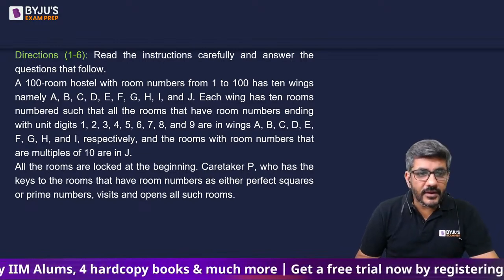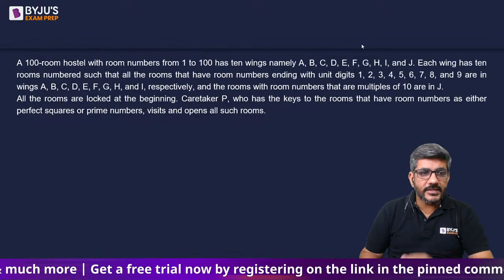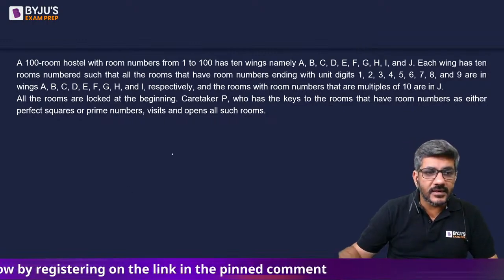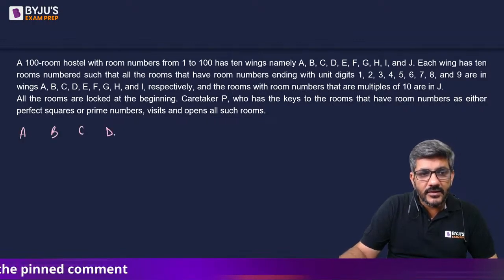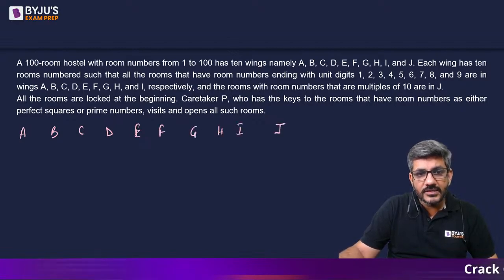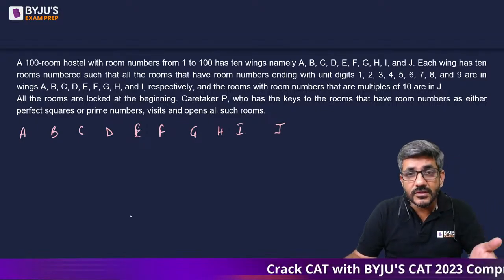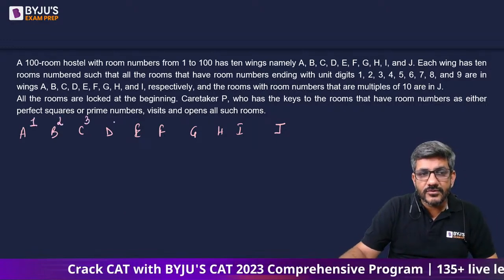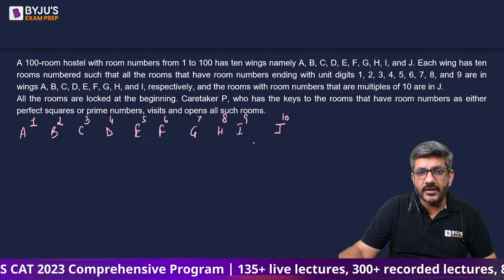Okay, so let's start doing it now, slowly step by step. I have written all this data on the next page as well, as you can see. So what exactly is given to us? There are 10 wings: A, B, C, D, E, F, G, H, I, and J. Each of the wings would have a total of 10 numbers, of course. A would have all the numbers ending with 1, B would have all the numbers ending with 2, C will have 3, and similarly 5, 6, 7, 8, 9 and 10 will follow.